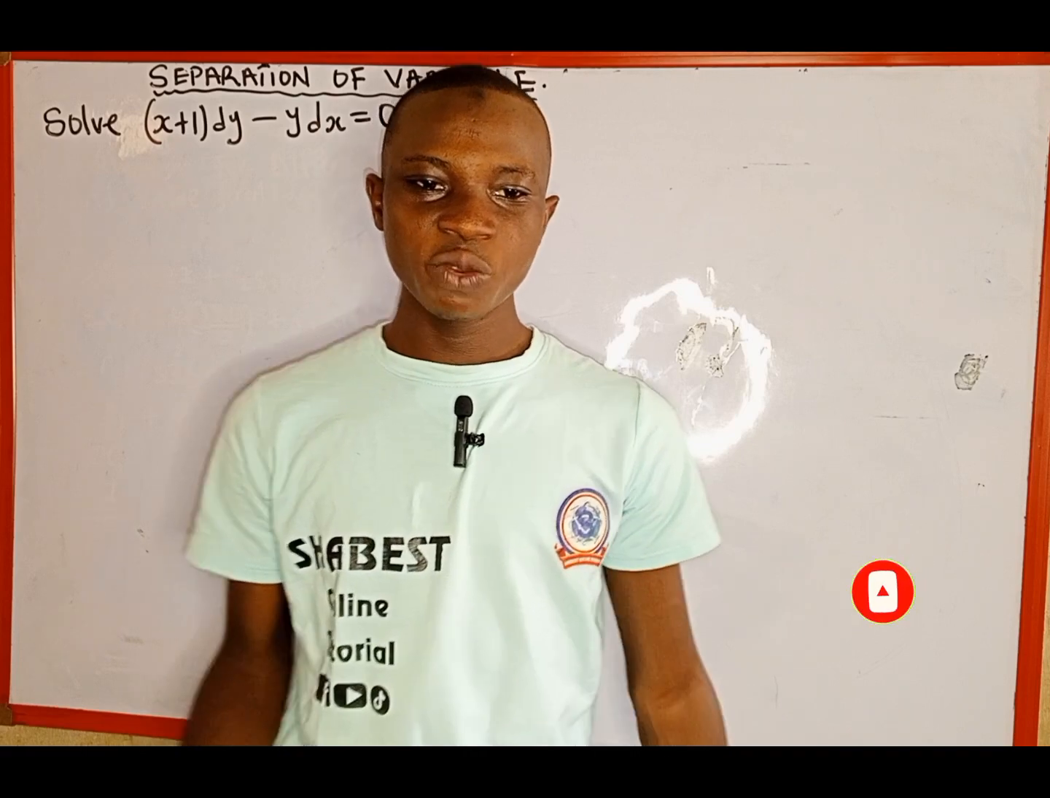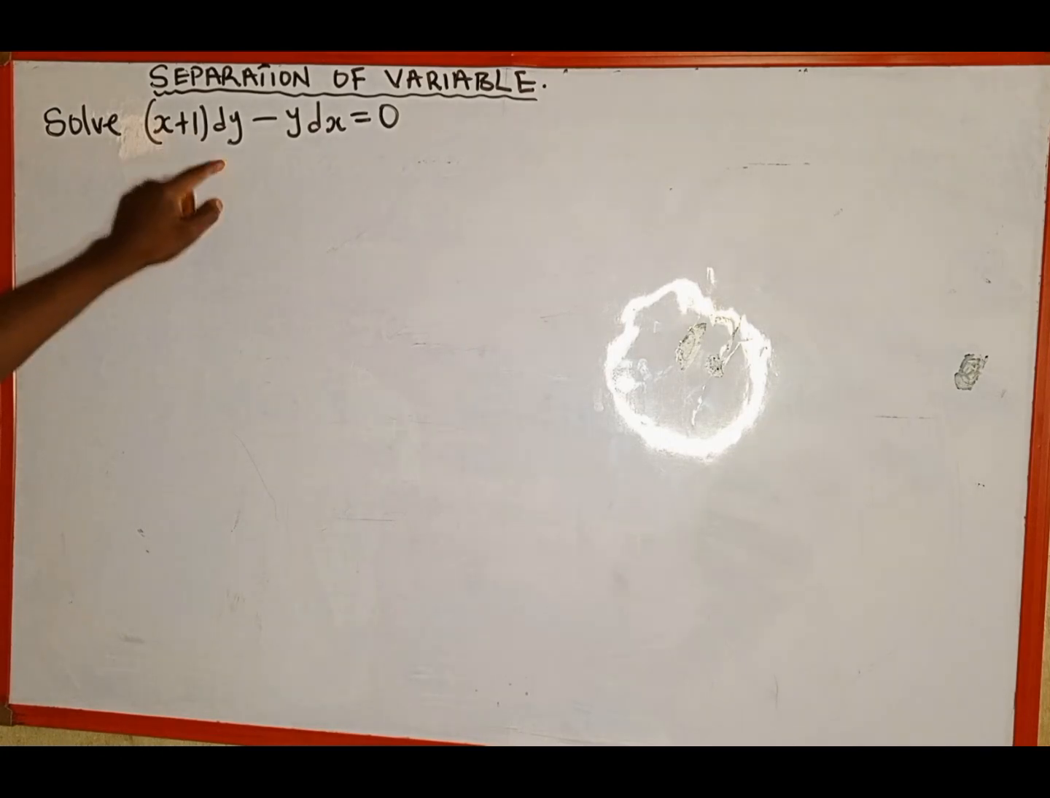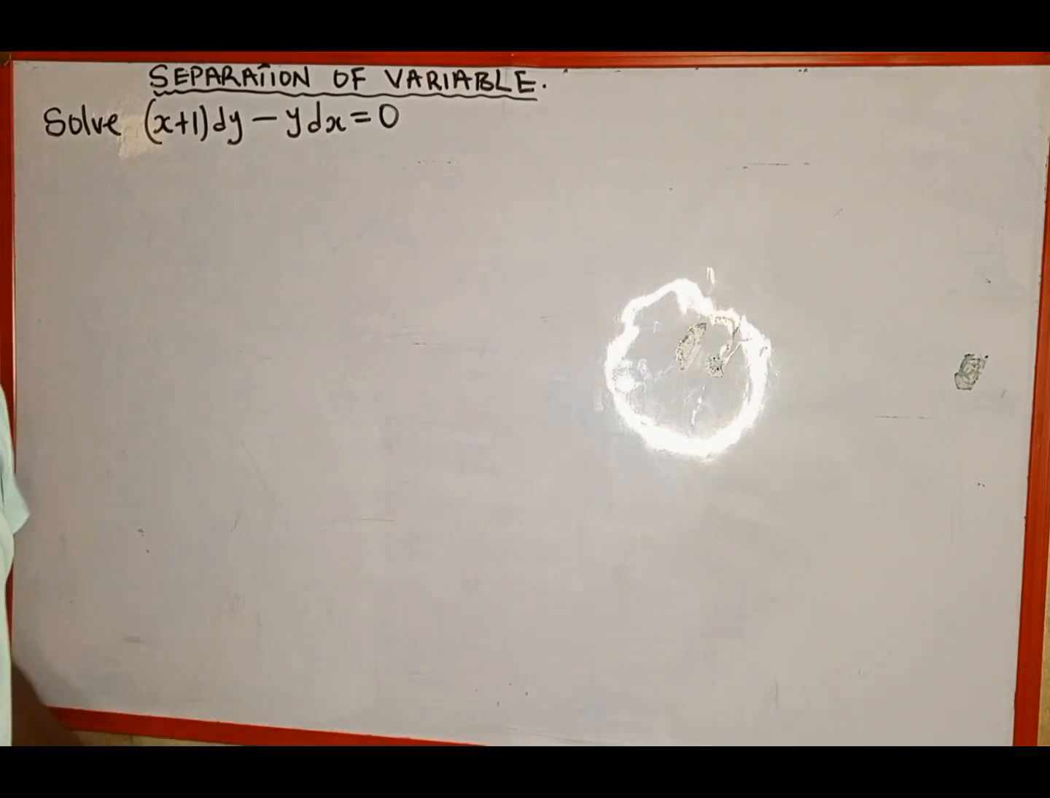So the question on the board, we're asked to solve this equation: (x + 1) dy - y dx = 0.